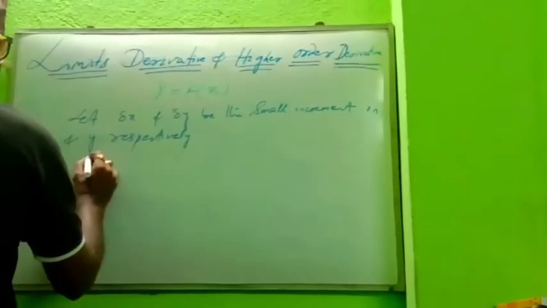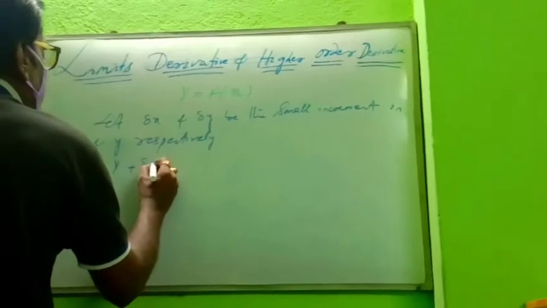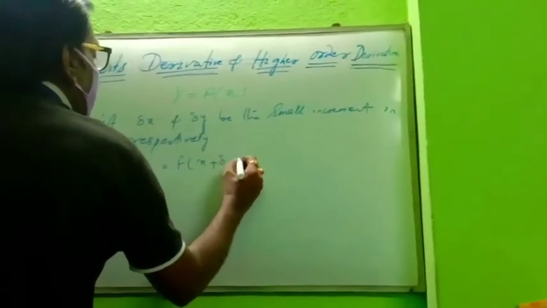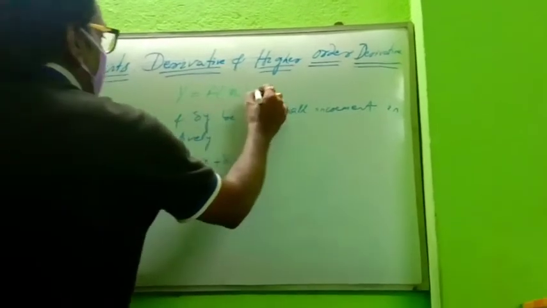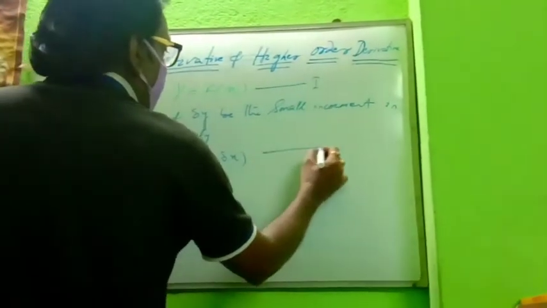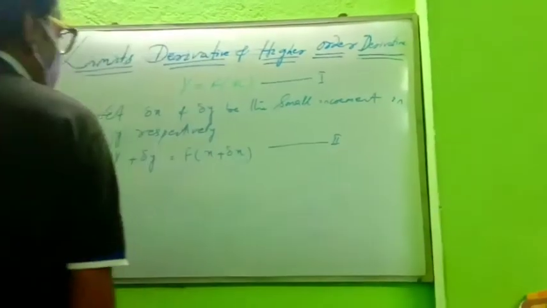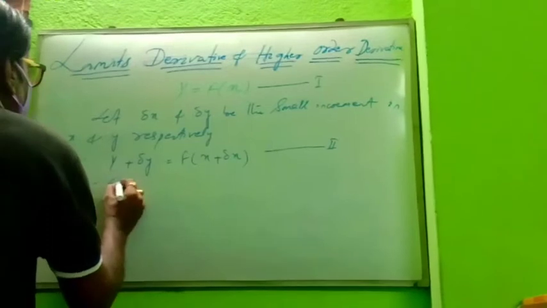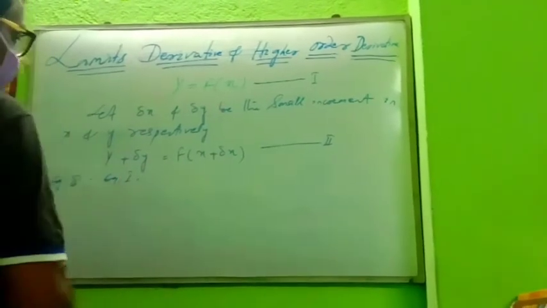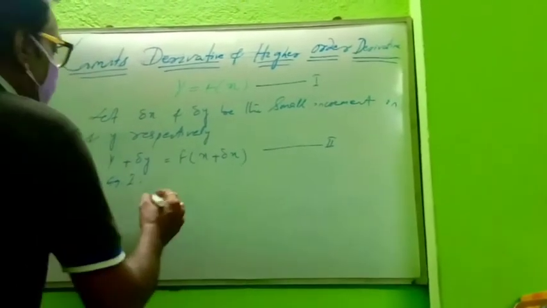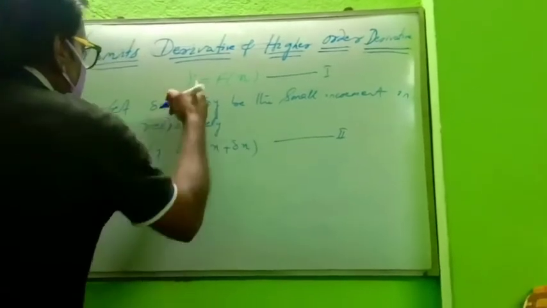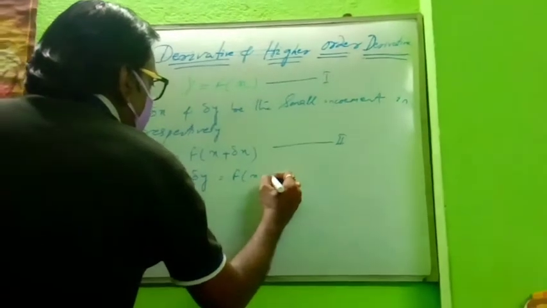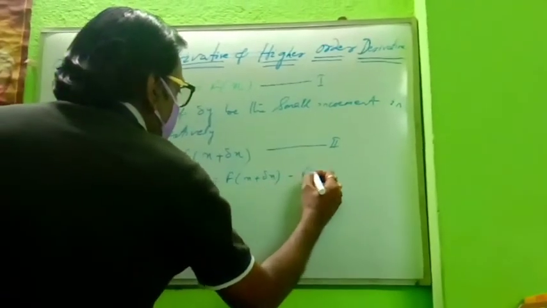Therefore, it will be converted to y plus delta y, and it will be f of x plus delta x. This is equation number 1 and this is equation number 2. Now equation 2 minus equation 1. What is the result? If I subtract this minus this, then y will be this minus this. This will be delta y, and this will be f of x plus delta x minus f of x.